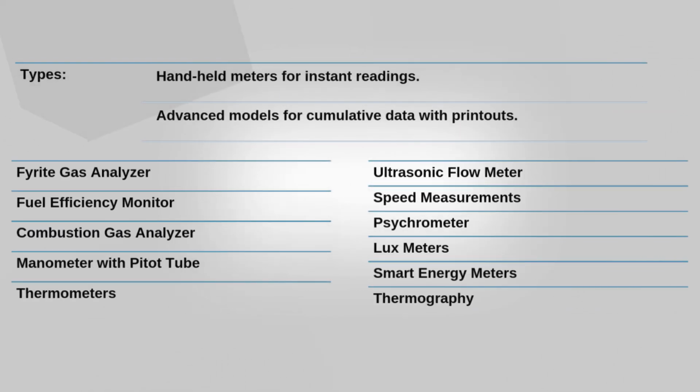These instruments are used online, allowing measurements on running motors without stopping them. Handheld meters provide instant readings, while advanced models offer cumulative data with printouts at specified intervals.